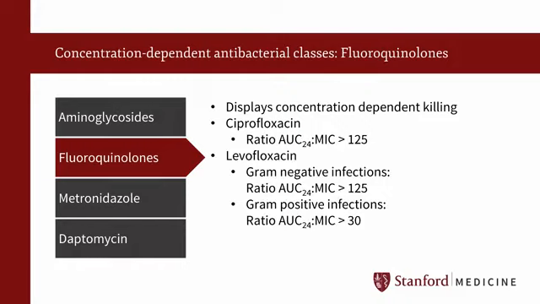The fluoroquinolone goal AUC to MIC ratio can vary depending on the target organism. For respiratory tract infections involving Streptococcus pneumoniae, the free drug 24-hour AUC to MIC ratio associated with high probability of bacterial eradication is around 30, which is significantly lower than the goal AUC to MIC involving gram-negative microorganisms.